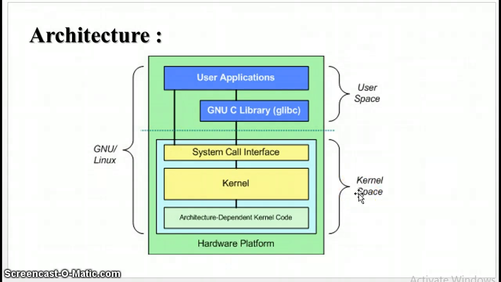Now this is the kernel space. In this space, the Linux kernel exists. It is also divided into three levels. At the top is the system call interface, which implements basic functions such as read and write. Below that, there is the kernel code. It is also called the architecture independent kernel code. This code is common to all the processor architectures supported by Linux.